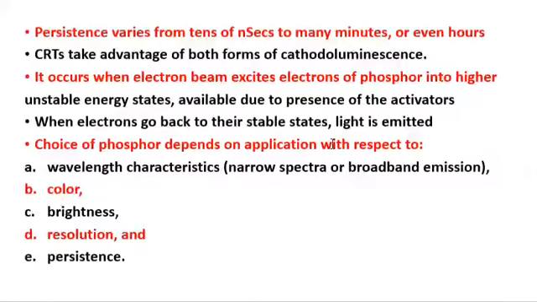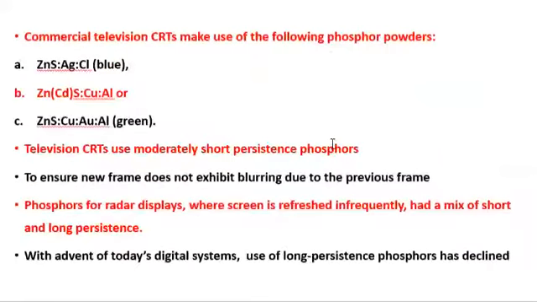And of course, there are some parameters like wavelengths, whether you are going to use it for a narrow spectra or a broadband emission. That is a factor that is considered while selecting the phosphor screen. The color, the brightness, the resolution, and of course the persistence, they are all parameters considered when selecting the type of phosphor material. The commercial television CRTs use the following phosphor powders.